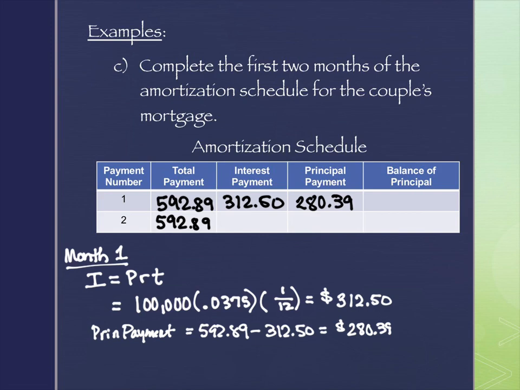I paid part of it to the bank. That's their service fee, right? And then part of it went to the cost of the house. That's the $280.39 that I just found. So if I take my $100,000 and I subtract the $280, that's how much my loan still has that I owe money on. So we end up with our new principal, which is $100,000 minus the $280.39. And what will that give us?